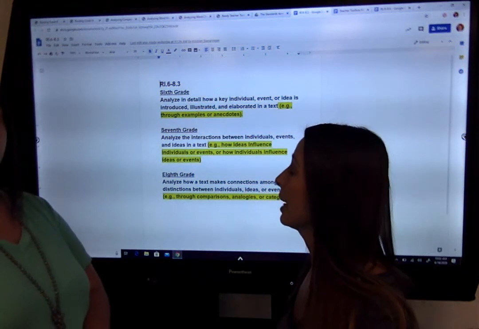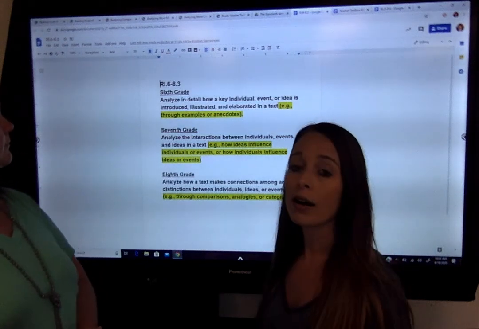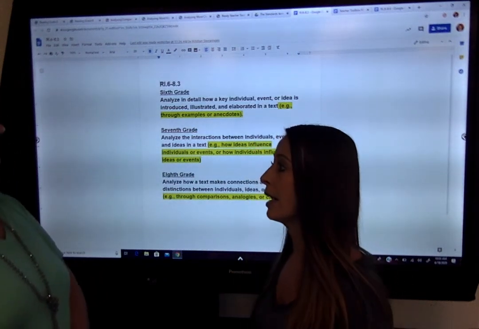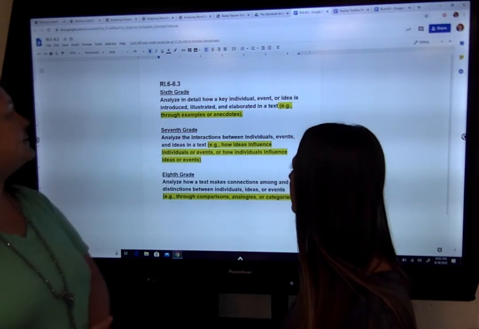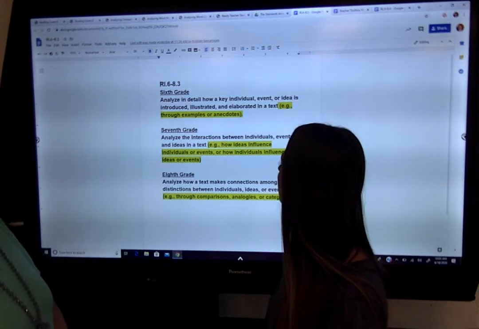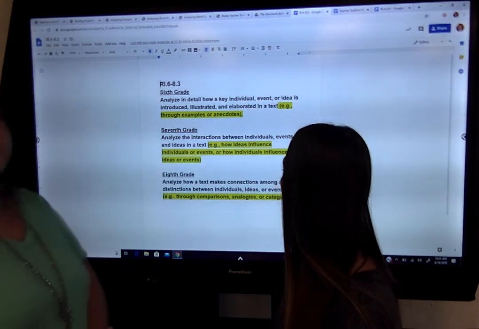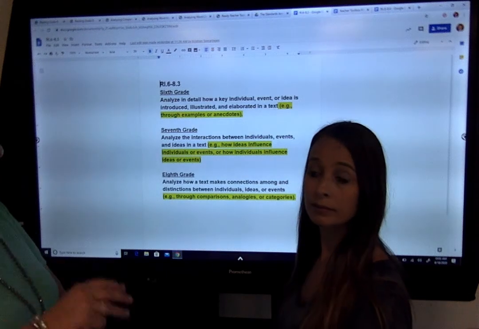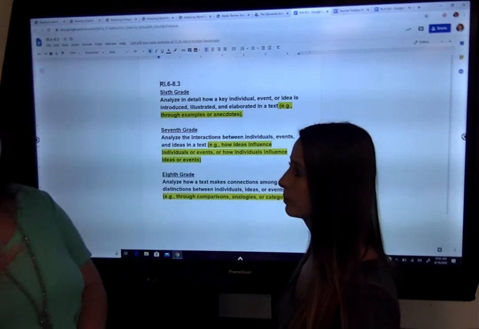Today we're going to be looking at standard RI.6.3, RI.7.3, and RI.8.3. And standard RI.6.3 says, analyze in detail how a key individual, event, or idea is introduced, illustrated, and elaborated. So you have 3 parts through examples or anecdotes. And remember, an anecdote is a short story.